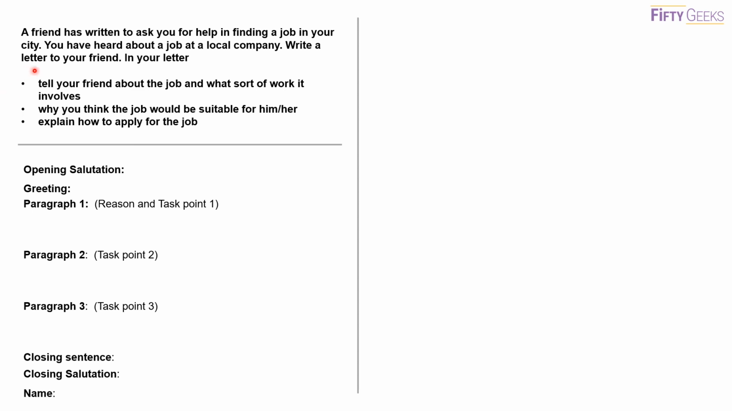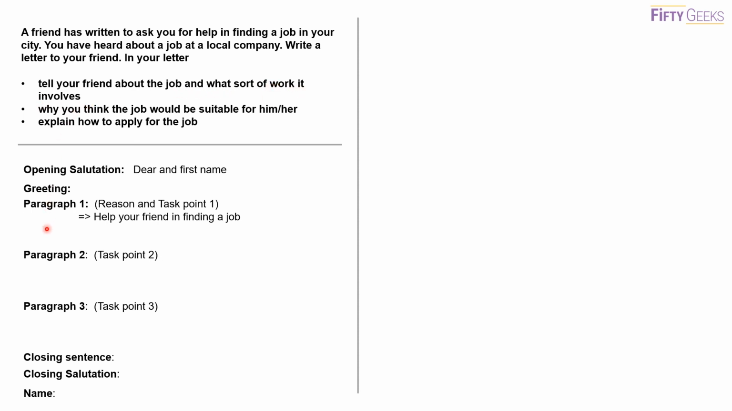As we are writing this letter to a friend and no name is given, we have to write the opening salutation as "Dear" and the first name of the friend. Here we can use any imaginary first name. Then we will write a heartfelt greeting. After that, we have to write the opening sentence of the first body paragraph where we have to provide a reason for writing this letter. As per this question, the main reason for you to write this letter is to help your friend in finding a job in your city. We will also answer the first task point in the first body paragraph, which says, tell your friend about the job and what sort of work it involves.